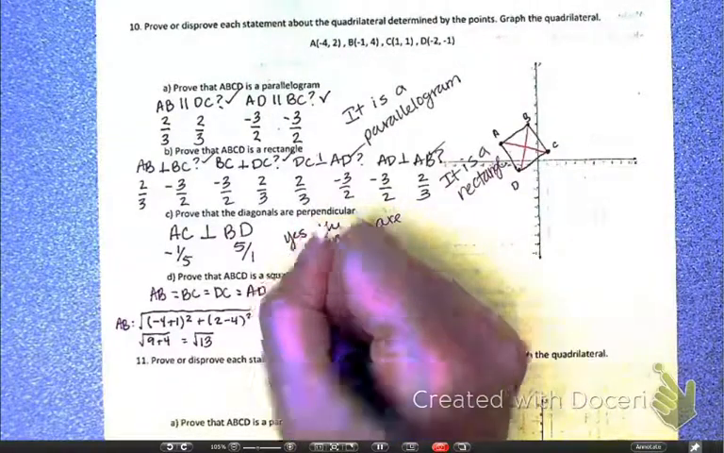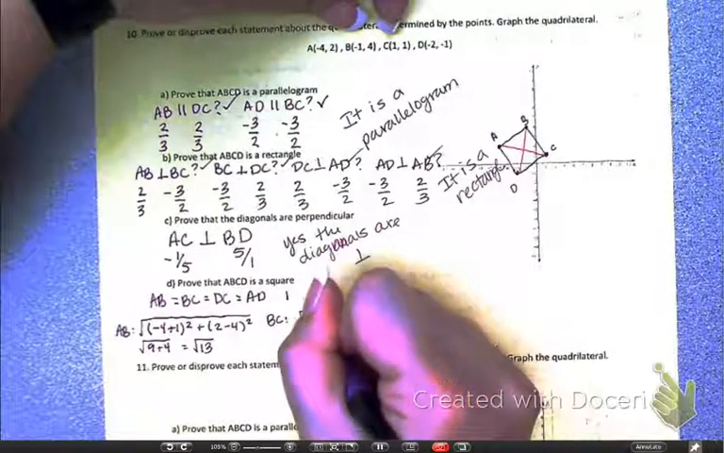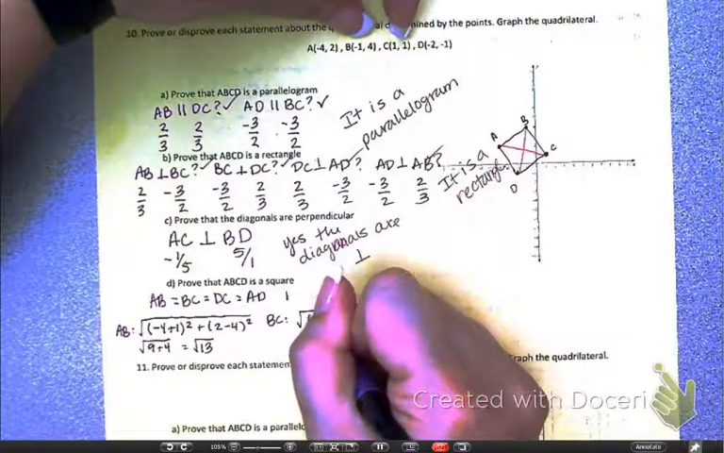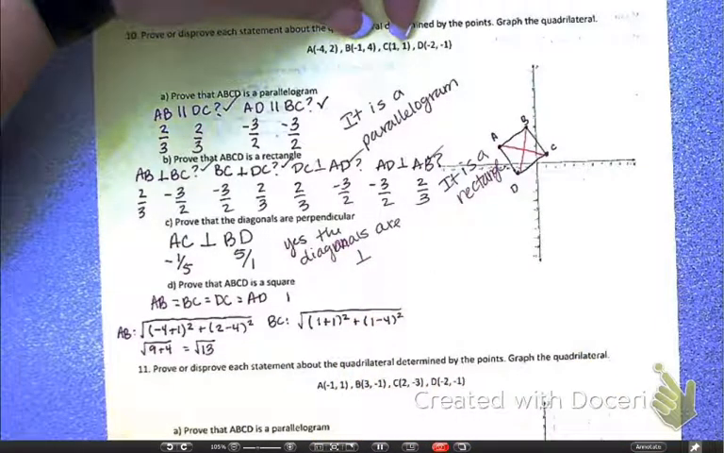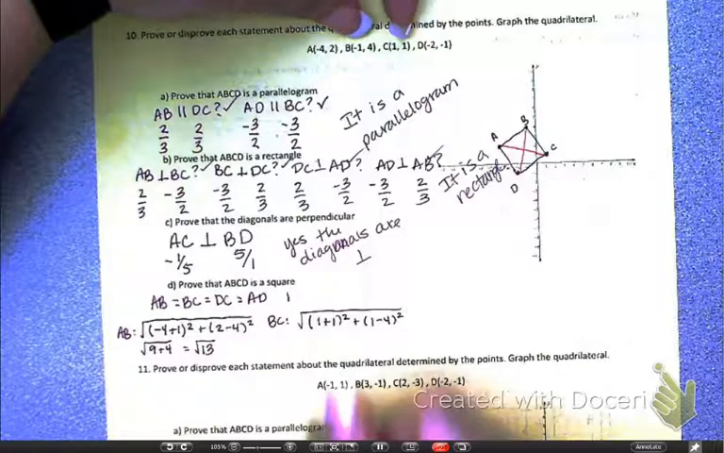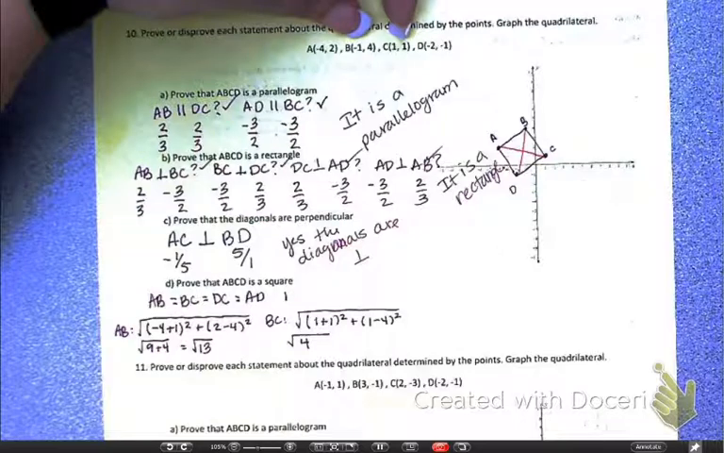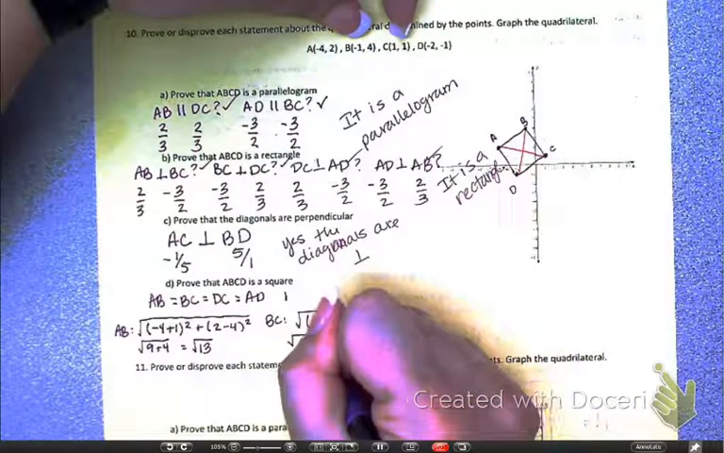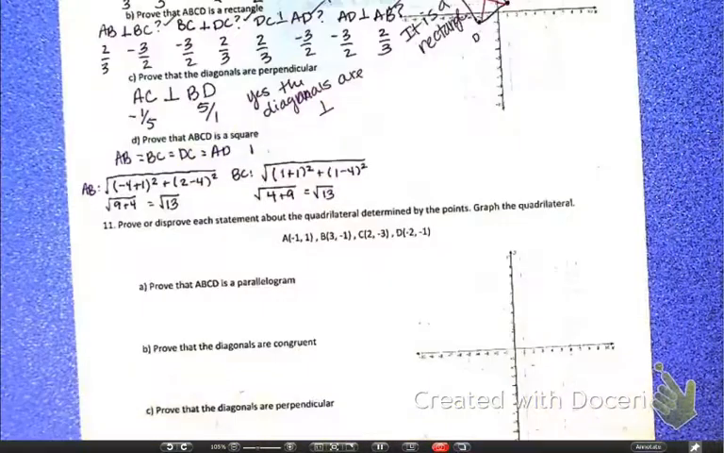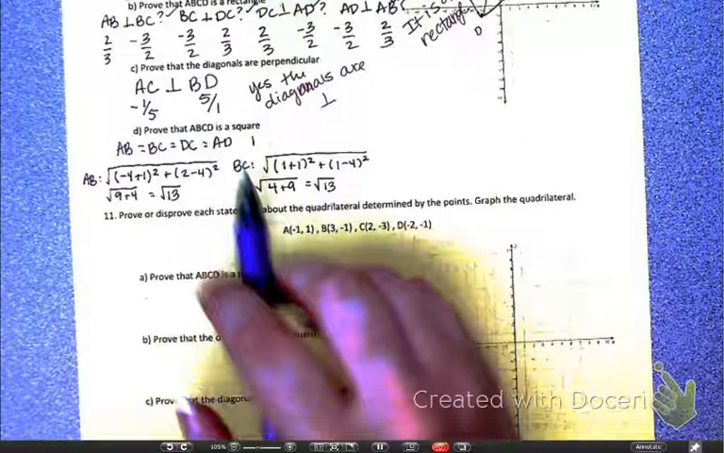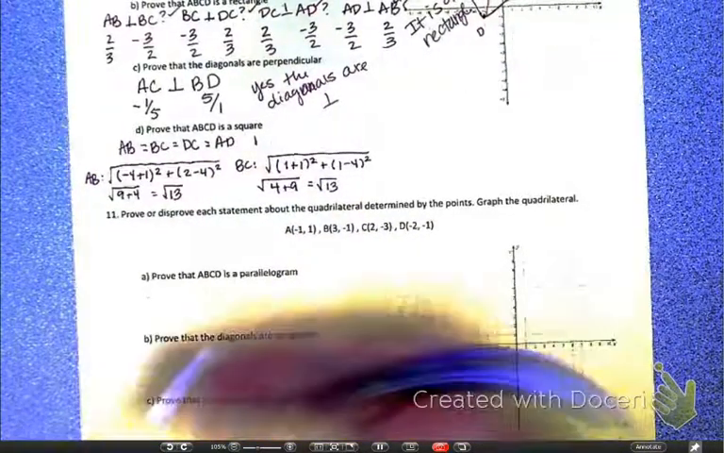So now I'm going to find BC. So using B and C, if I plug everything in, I have 1 plus 1 squared plus 1 minus 4 squared. 1 plus 1 is 2. 2 squared is 4. 1 minus 4 is -3. -3 squared is 9. I'm still getting the square root of 13. Remember that if at this point they were different, you could stop, but because they're the same, I have to keep going. So I also need to do DC.